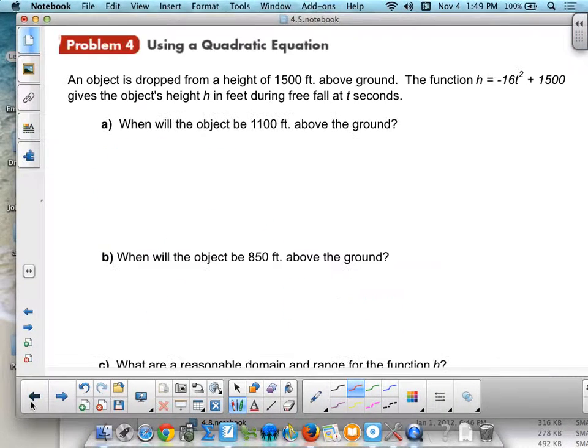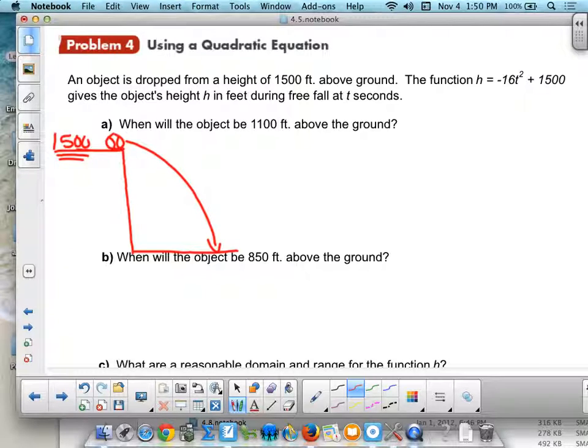Here we go. Ready? An object is dropped from a height of 1,500 feet above the ground. An object, let's call it a baseball. We're going to drop a baseball from how high? 1,500 feet. Okay. So we kick it off the edge and it falls, hits the ground, right? Kind of looks like a parabola, doesn't it? Actually, half a parabola.